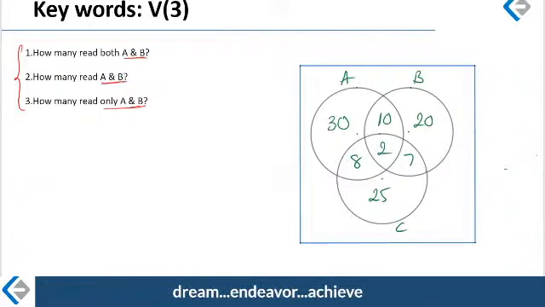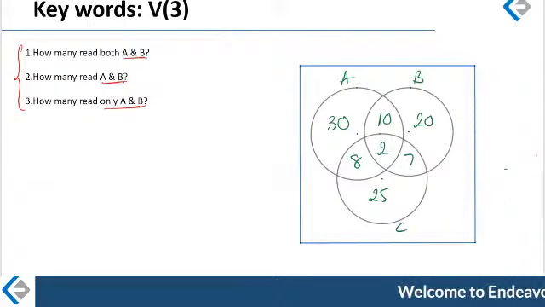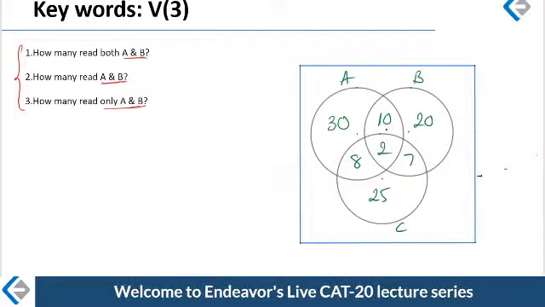Yeah, good. All right. How many read both magazines A and B? The number of people reading both magazines A and B. You would say that both. All right. Now the word is both magazine A and B. Ask these 10 people here. Do they read A and B here? What about these 3 people?